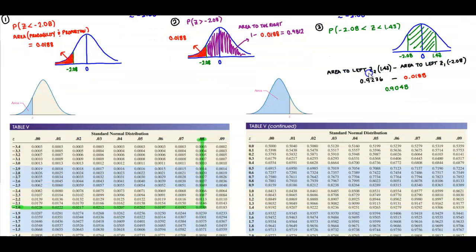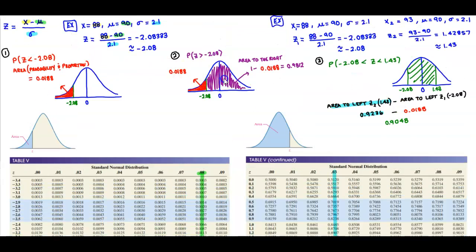So we want to find the area to the left of z2. So in order to do that, we want to be able to find the area to the left of the z-score 1.43. So if we take a look at our z-score here, here is 1.4. And if we go down to 0.03, we're going to see the area of 0.9236. And then we're going to subtract the area to the left of negative 2.08, which we've already found over here. And so when we subtract those two areas, it gives us 0.9048.